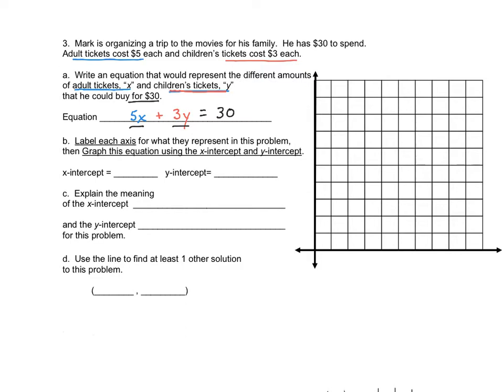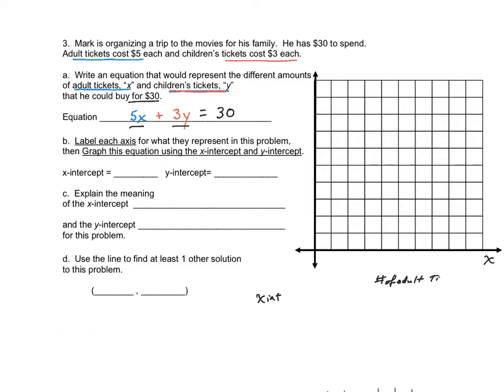Now, when you find the graph on this one, we're going to find it using the x-intercept and the y-intercept. Now, you have to understand what the x-intercept and y-intercept mean on this one. The x-intercept means, well, first of all, where it crosses the x-axis. This is the x-axis, and x is the number of adult tickets.